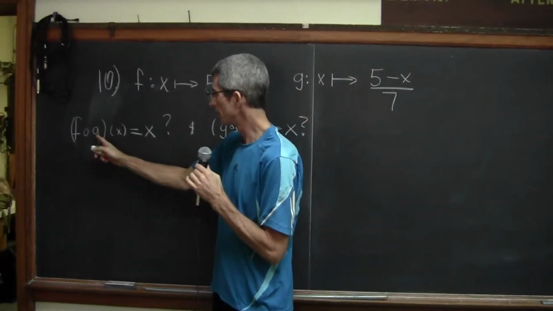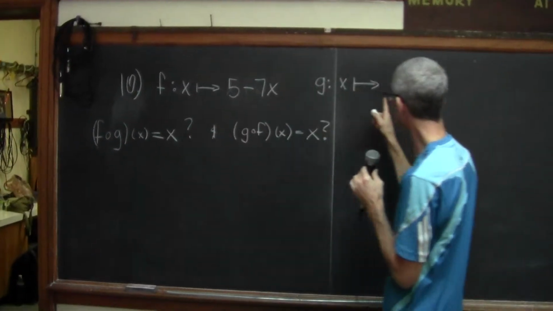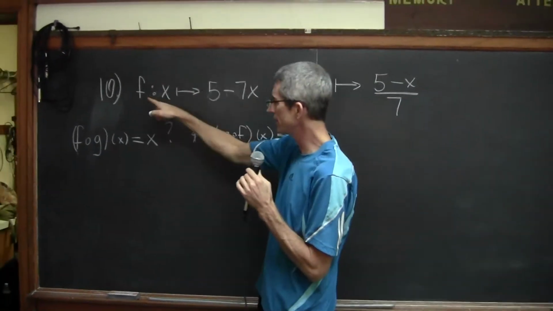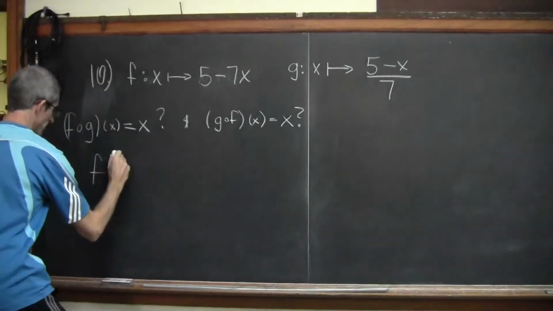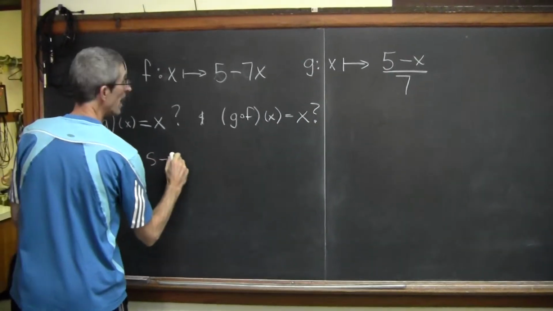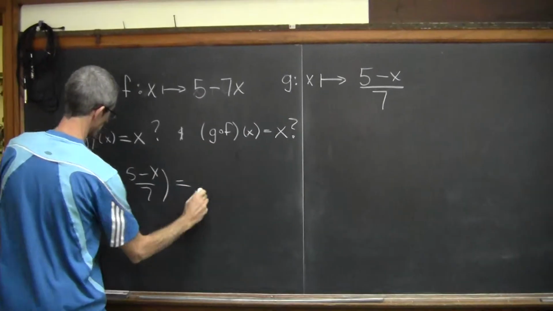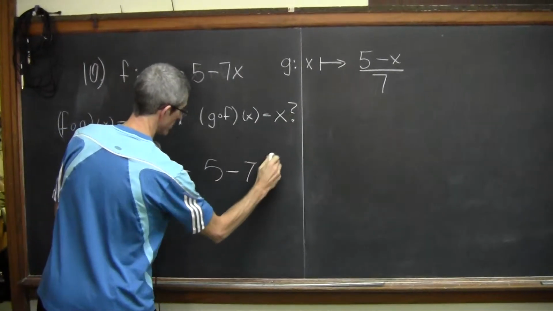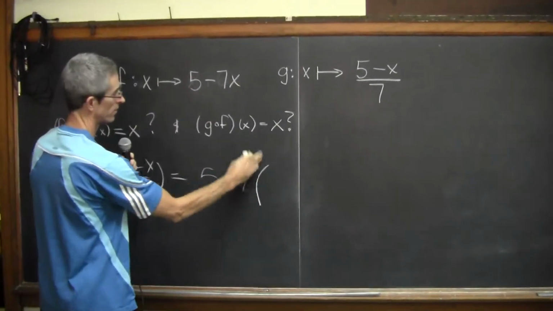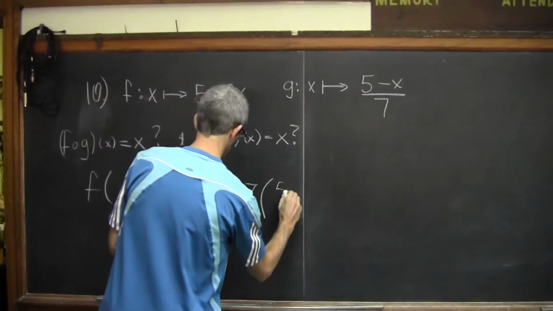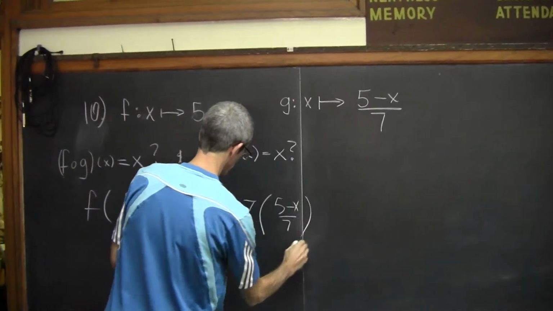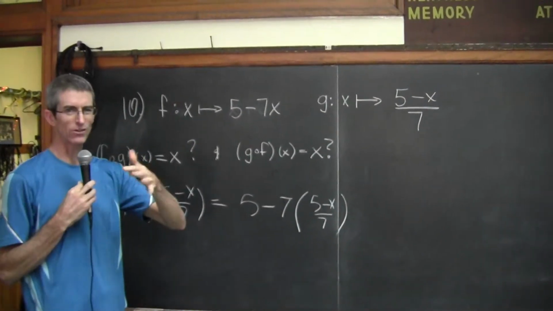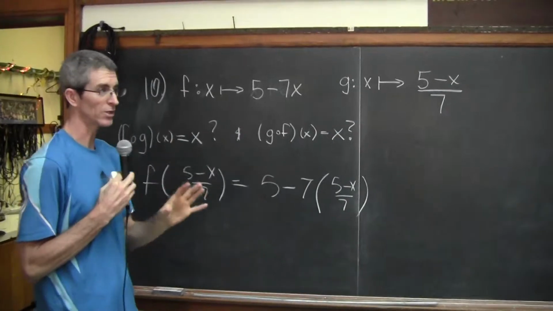So first I'm going to do this. The g is on the inside, so I'm going to start with the g function, which is 5 minus x over 7, and I'm going to put that into the f function. So I'll write f of 5 minus x over 7, which is simply going to be 5 minus 7, and then insert this in for the x: 5 minus x divided by 7. And now I just have to solve the algebra. When I picked this problem, it's not too hard. Some of them are a little bit messy with a lot of algebra, so just take your time.